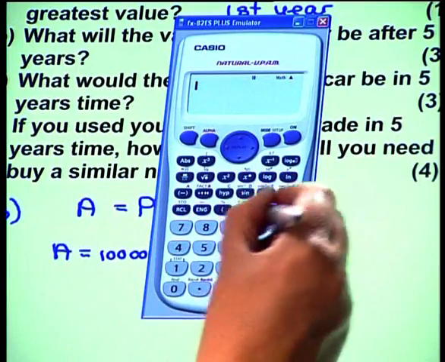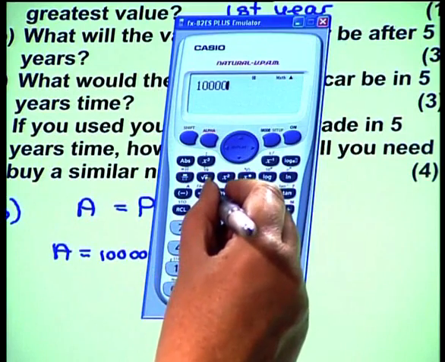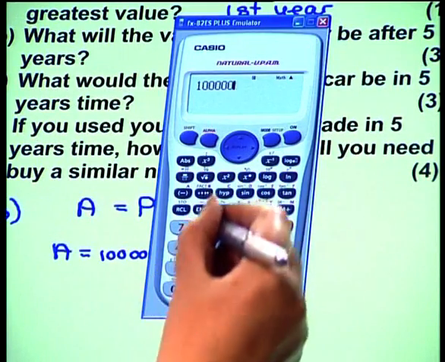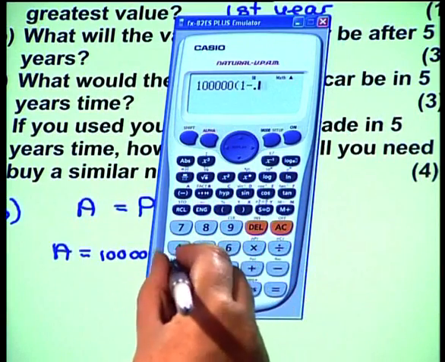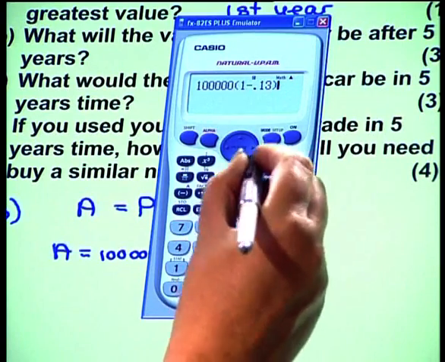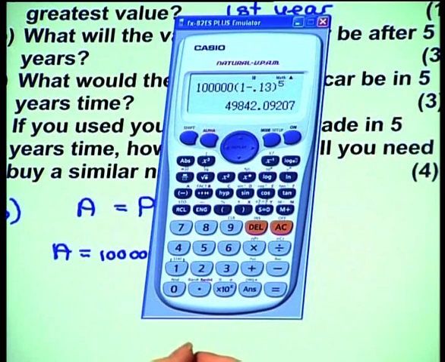So we've got 100,000. I'm missing a naught, I think. Yes, that's right. Open the brackets, 1 minus 0.13, close the brackets, raised to the power of 5 equals. And we see the car is worth only 49,842 Rand and 9 cents.